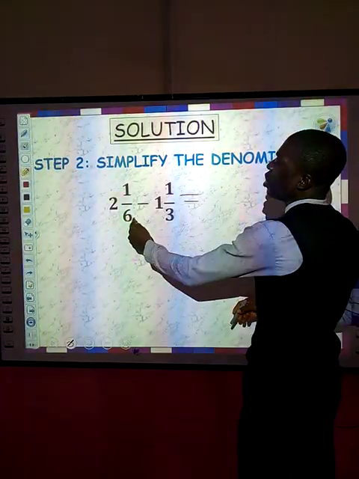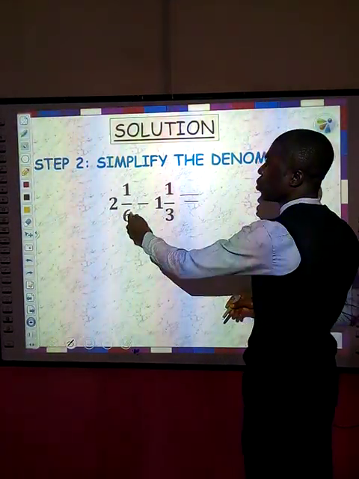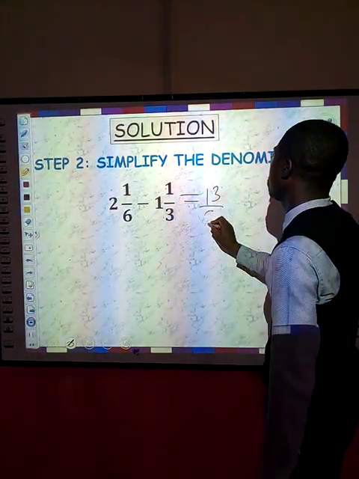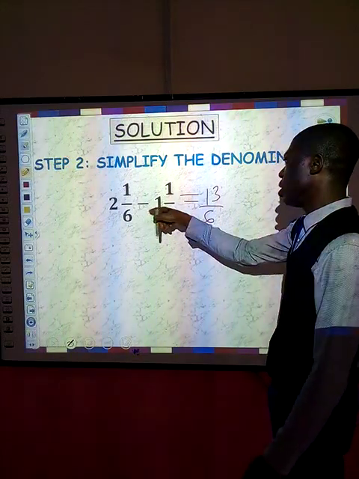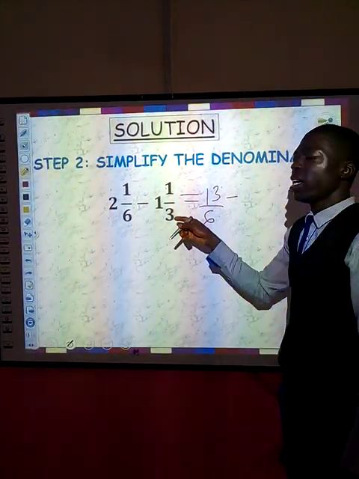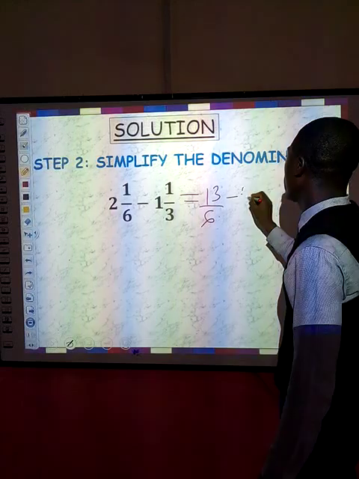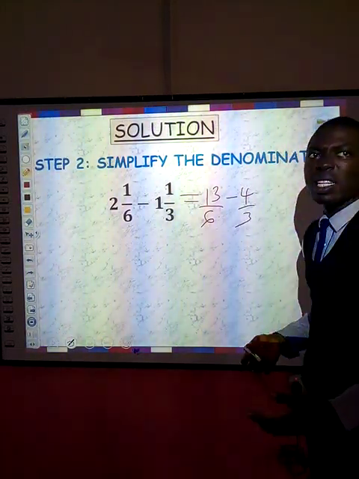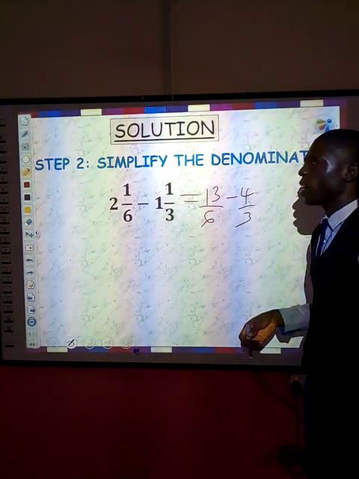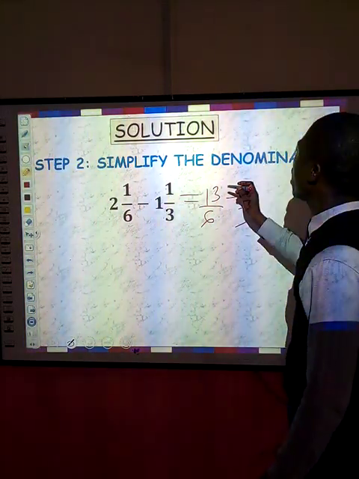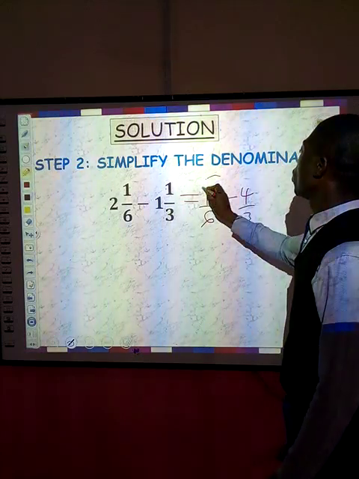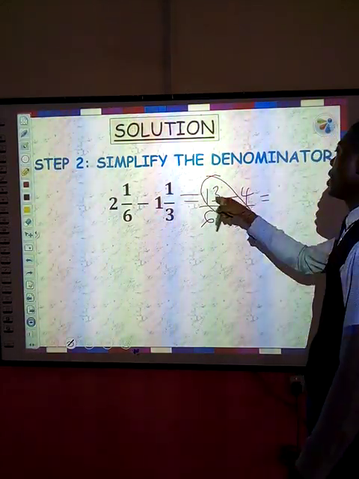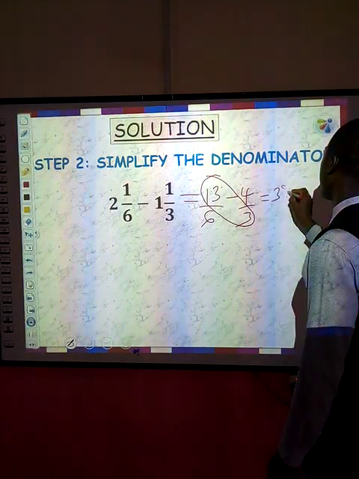So if you do that, you multiply 6 by 2, then you add 1. So 6 times 2, you get 12 plus 1, you're going to get a 13 by 6. And then this subtraction sign, you place it. And then 3 times 1, you get 3 plus 1, you get a 4 by 3. So use that simple trick to easily add and to easily simplify the fraction. So if you do that, you go this way, just like I treated the other one. If you go this way, you are going to get 13 times 3, that will give you 39.